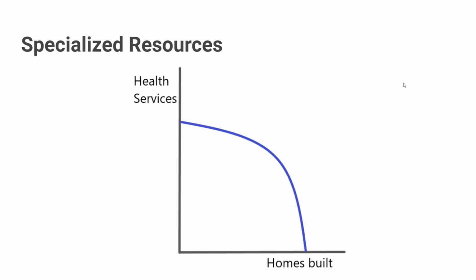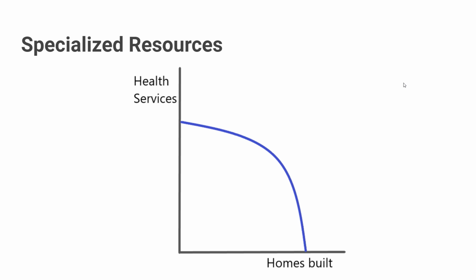What will happen is the first people you transfer away from medical care would be those who really are relatively good carpenters. In that case, you get a relatively large increase in the number of homes being built, but you don't give up much in the way of healthcare services. So in that case, the curve is relatively flat because you're getting a large gain on the horizontal axis and you're giving up a relatively small amount on that vertical axis.